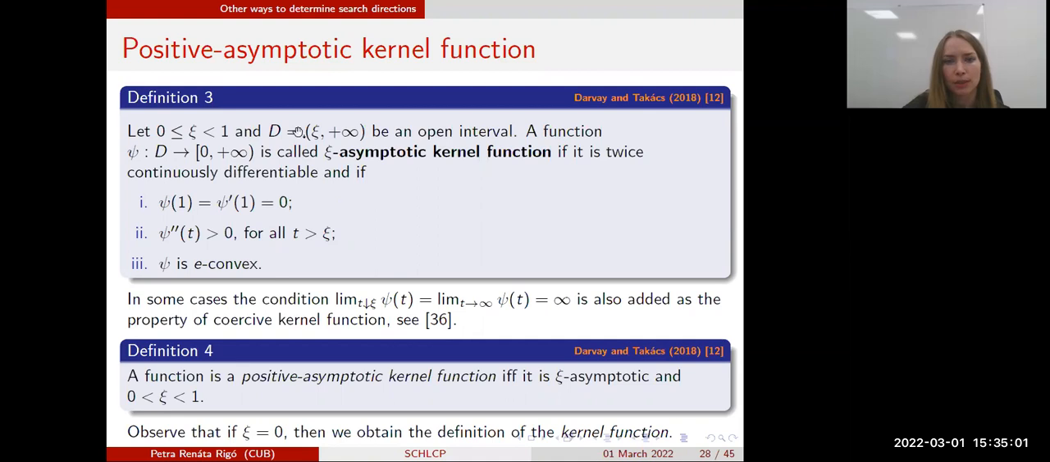So if we have an open interval, then a function is called a psi asymptotic kernel function if it is twice continuously differentiable. This condition is the same as in case of the usual kernel function, but here instead of 0, we have a psi. And of course, a function is a positive asymptotic kernel function if and only if it is psi asymptotic, and psi is strictly between 0 and 1, because if psi is 0, then we obtain back the usual definition of kernel function.